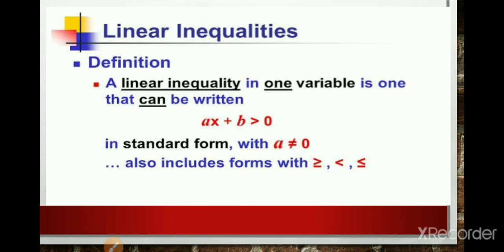It includes greater than, less than, or greater than or equal, less than or equal. The standard form is ax plus b. With one variable, we call it a linear inequality. If there is more than one variable, we will say it is a quadratic inequality.